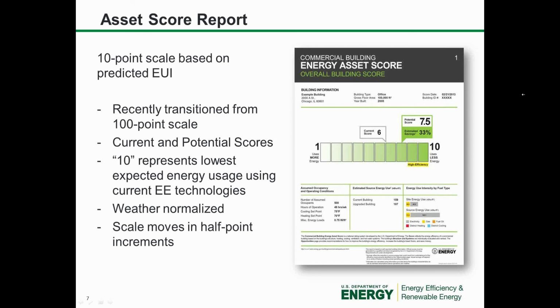You actually get 2 scores from this tool. So you get what we call a current score based on how your building is rated, and then you get a potential score based on the implementation of recommendations that this tool gives you, and I'll talk more about that in a moment. A 10 is the most energy efficient on this scale, and it represents the lowest expected energy use using current EE technologies.